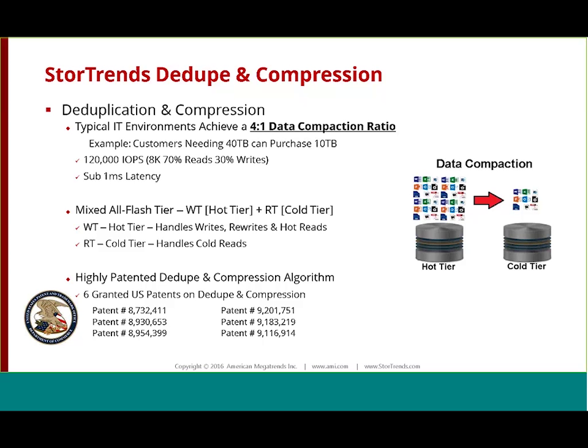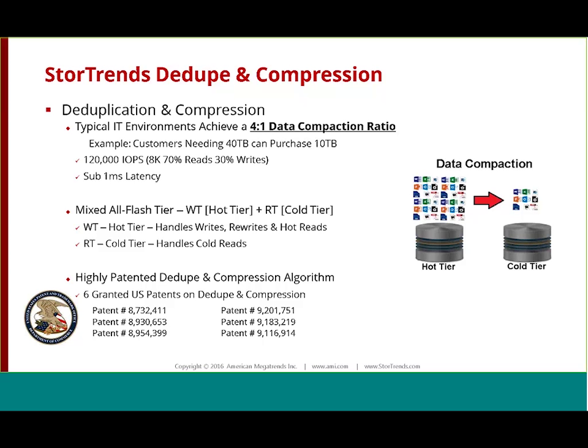So the deduplication and compression engine in this box is phenomenal. Most of our customers see a 4-to-1 data compaction ratio. Now, data compaction means dedupe and compression combined together. An example would be a customer needing 40 terabytes of capacity. They can purchase 10 terabytes of physical capacity and move 40 terabytes of data onto it. Even with high performance, say you need 120,000 IOPS, we can do that with deduplication and compression turned on and still provide sub-1 millisecond latency.